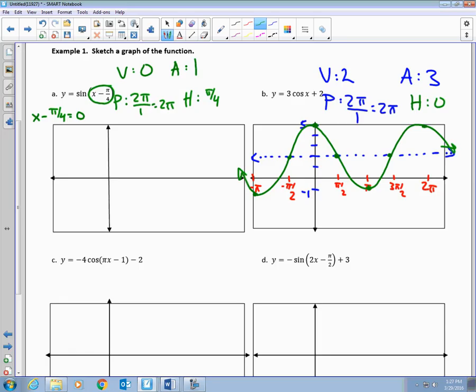Vertical shift of 0, so it's centered right along the x-axis. So like here, I moved up to the blue line. I don't need to move it up or down at all. I'm good to go there. The amplitude is 1, so I'm going to go up 1 unit, and I'm going to go down 1. I just choose to decide how big I want to make that. The period is 2 pi, so I'll mark 2 pi, and I'll divide it up into 4 parts.